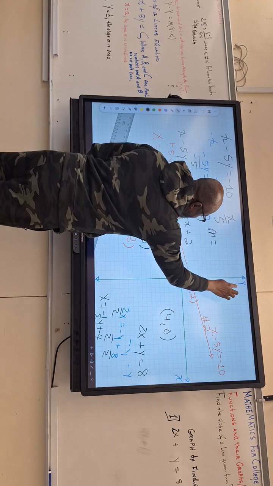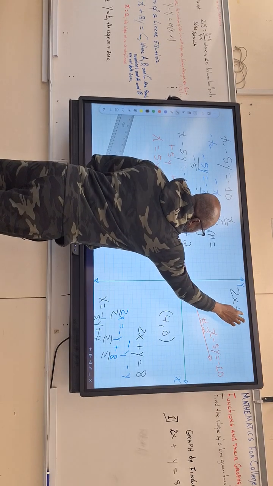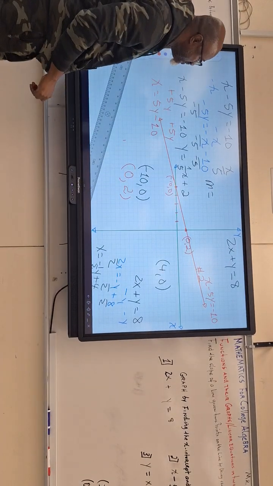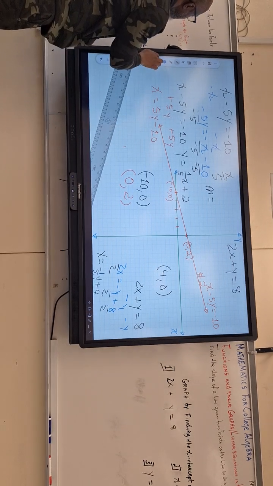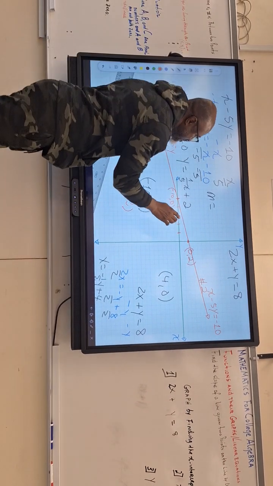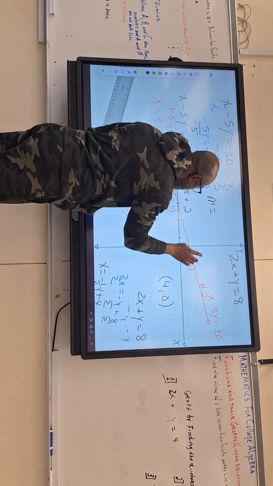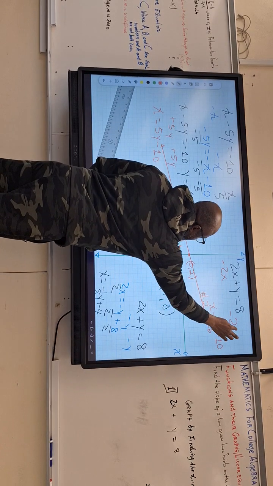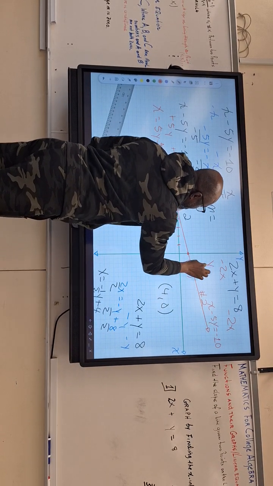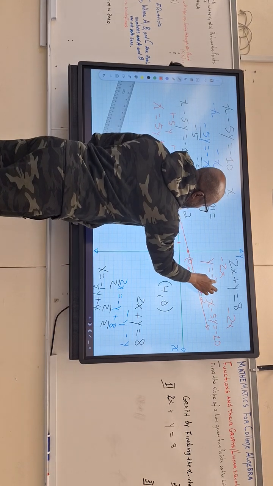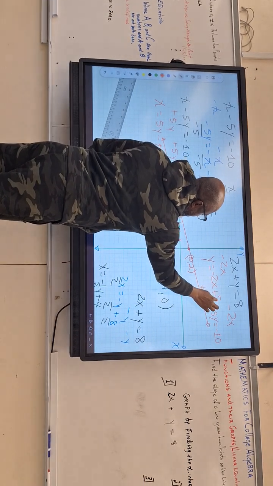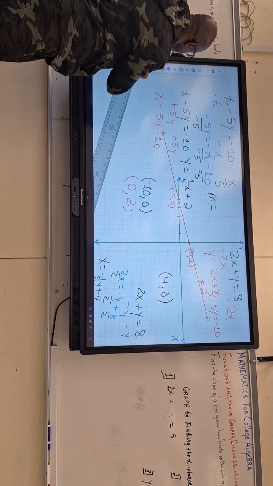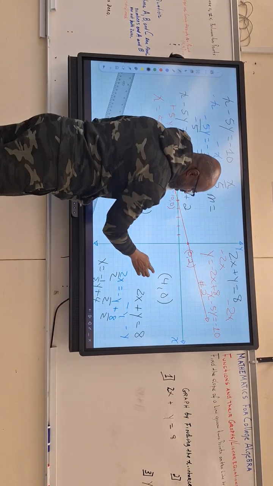Now I'm going to go to this same equation again. Now I'm going to solve for y. If I'm solving for y, what should I do? Subtract 2x. Then I will have y equal negative 2x plus 8. What is my ordered pair? 0, 8. 0, 8 is my ordered pair.